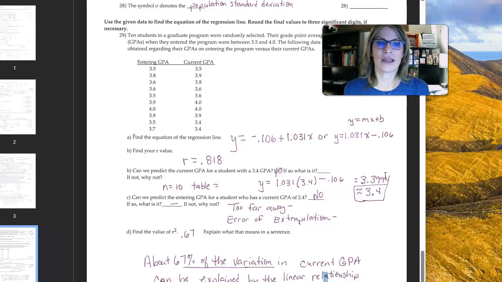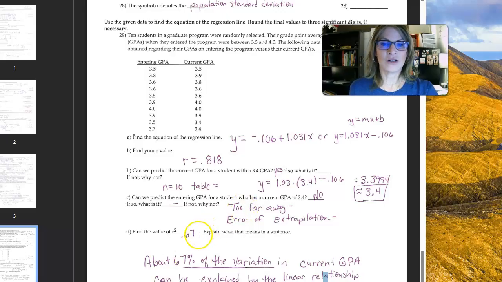Okay, great. Can we predict the GPA of somebody that has a 2.4? No, because people don't go to grad school that have a 2.4. All these people have GPAs between 3.5 and 4.0. 2.4 is too low, it's too far away. We call that the error of extrapolation. That's kind of a cool little word.